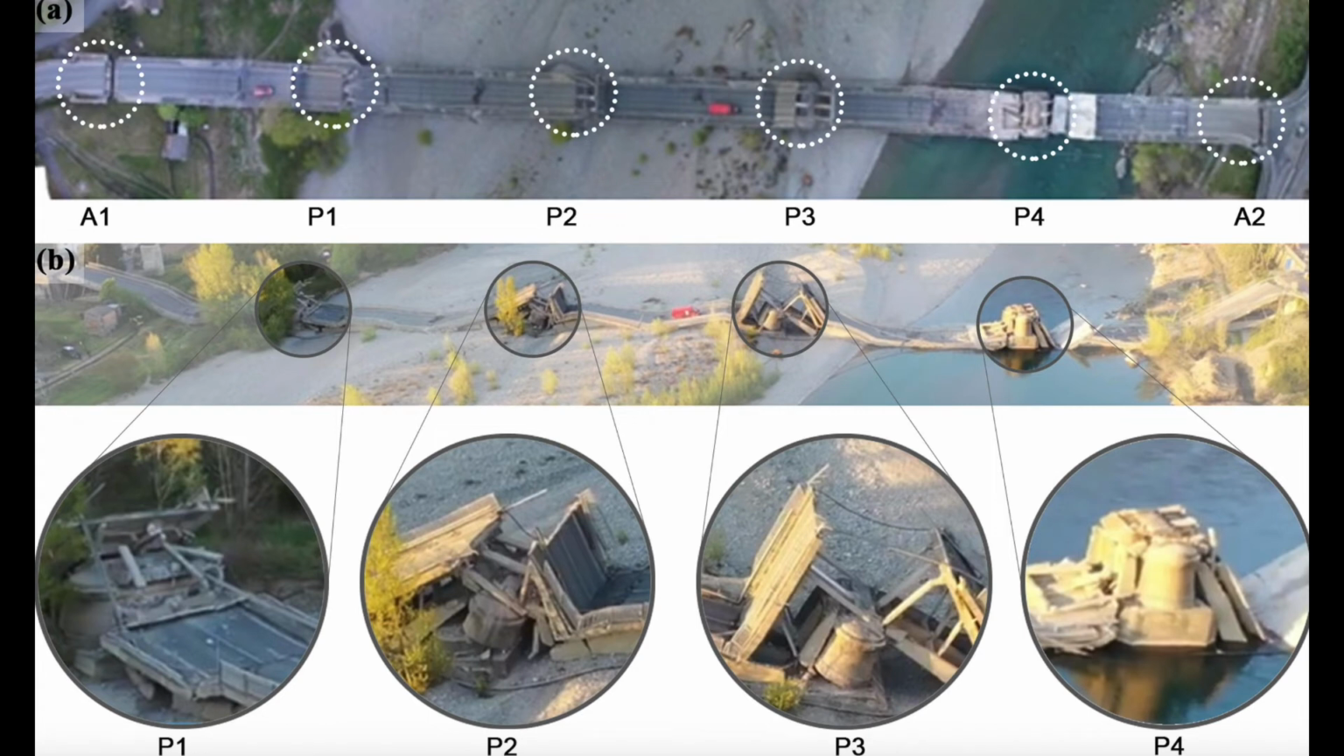And this image shows different pictures of the aftermath after the collapse. As you can see, each pier was ripped apart and disconnected from the main bridge.